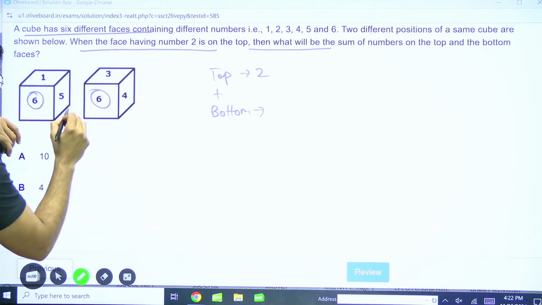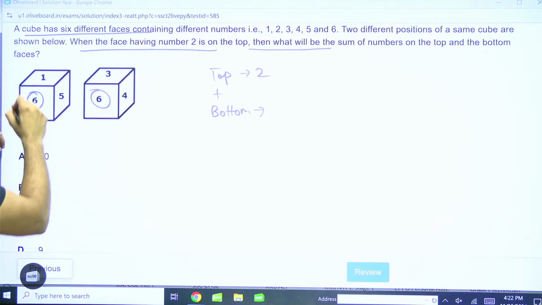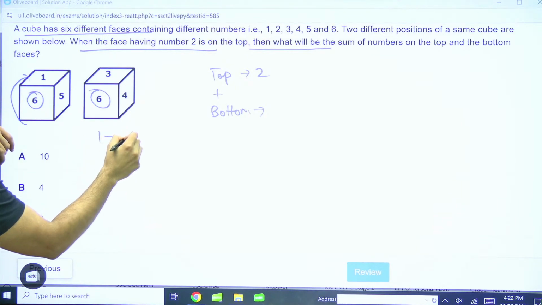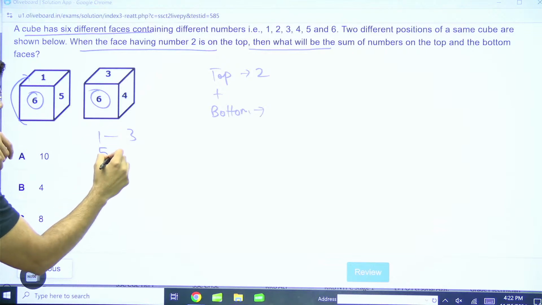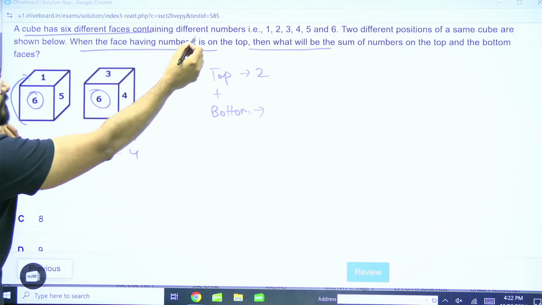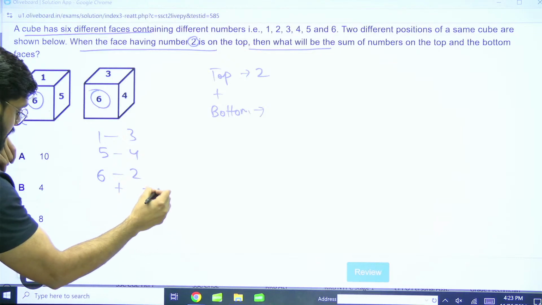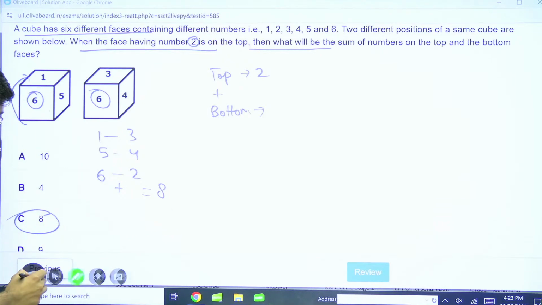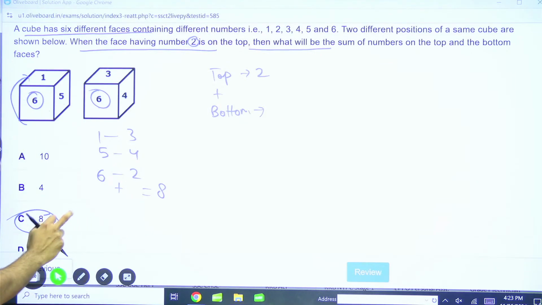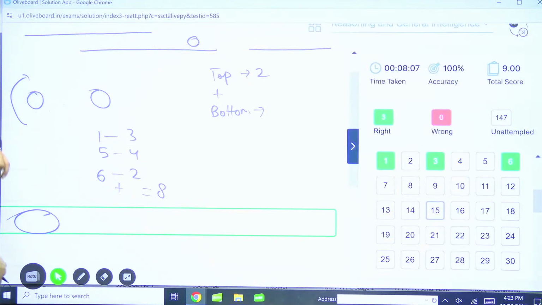So move in the clockwise direction from 6. We will move 1 opposite 3, 5 opposite 4, and 6 opposite will be the remaining one, that is 2. And the sum of this 6 and 2 will make 8. And hence option number C should be the right answer. Let's mark C. Yes, C is the right answer because it turns into green.